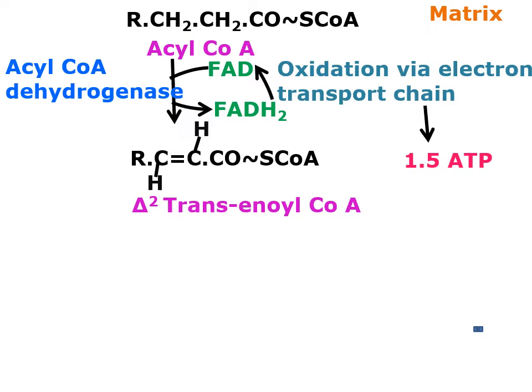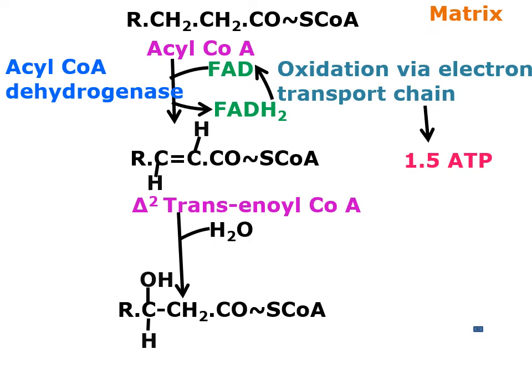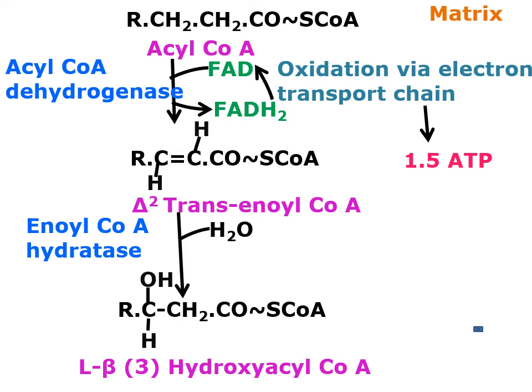Now, once trans-enoyl CoA is formed, water is added, enzyme being hydratase, at the alpha and beta position, and a hydroxy group is added at the beta carbon, or the third carbon, so it is called beta hydroxy acyl CoA. Enzyme is hydratase. What hydratase? Enoyl CoA hydratase. Is that clear? So you have beta hydroxy acyl CoA.